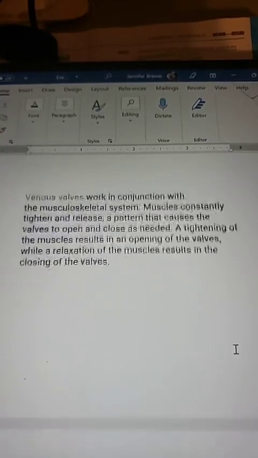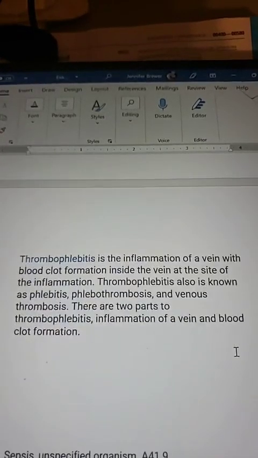We also had this one with the inflammation of the veins. It does cause blood clots.